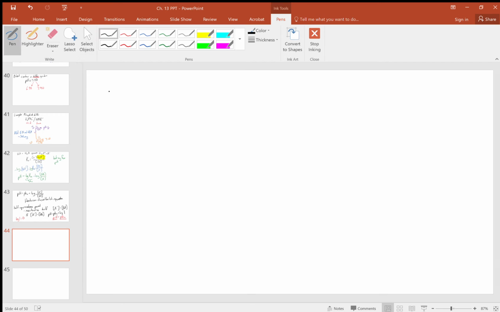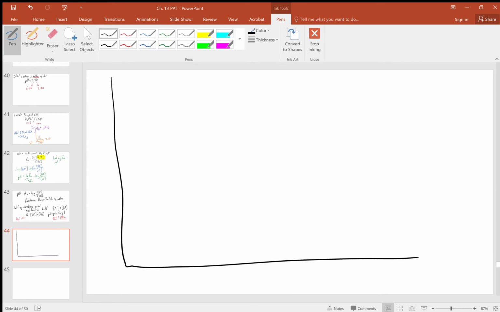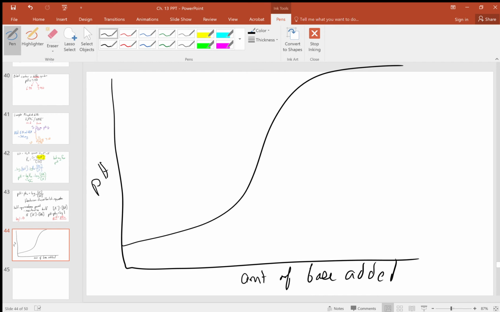So what this lets you do, and we looked at a graph like this earlier, where we plotted pH versus amount of base added during a titration. That graph often looks something like this. And it's right about here that we get our equivalence point. So if we find our half equivalence point, which would be half that volume of base, which might be approximately there, then the pH at that point tells us what the pKa of our acid is.